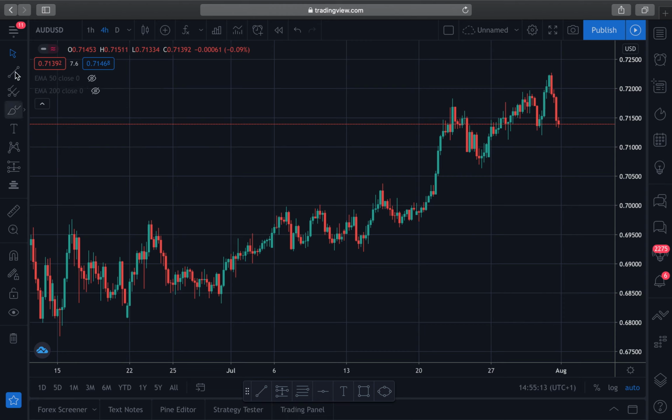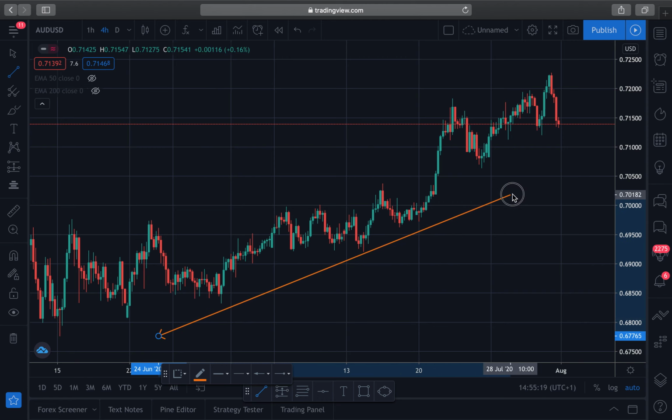Looking at this chart, I always told you you can draw your trend line anywhere. I think I see a trend line here. Why is my trend line facing down? Sorry, just a minute.